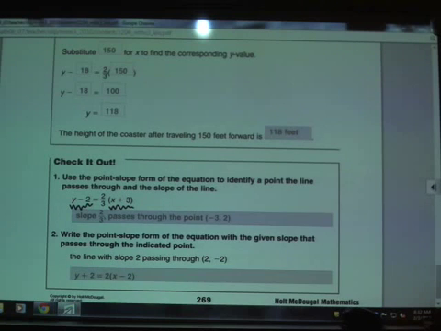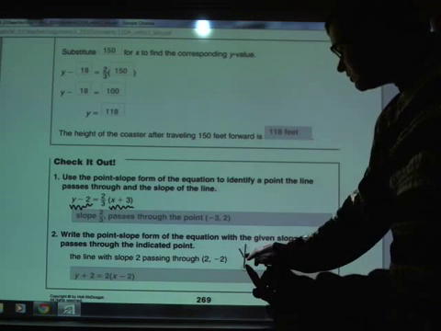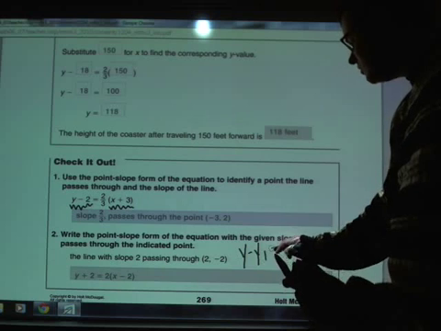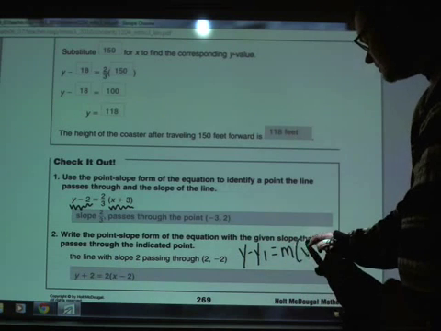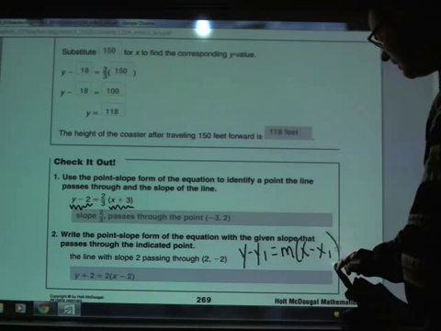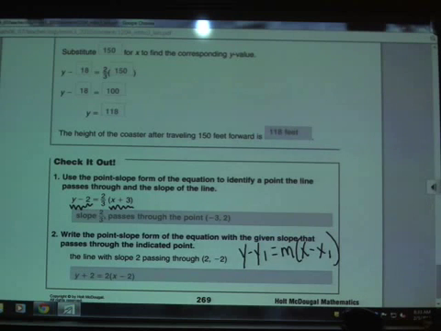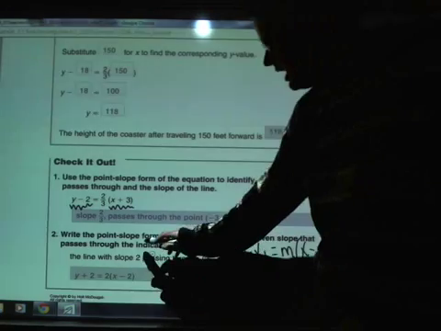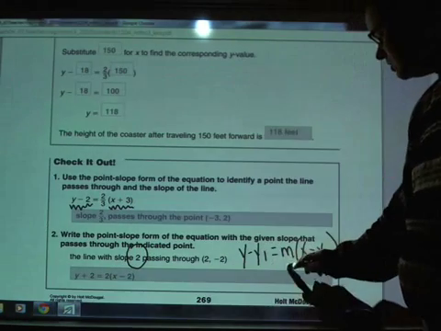Number 2, write the point slope form of the equation with the given slope that passes through the indicated point. The line with the slope of 2 passing through 2, negative 2. So remember, the general form is y minus y sub 1 equals m times x minus x sub 1. That's the general form of the point slope form of a line. But we already have the slope. That's the very first thing they gave us here. The slope is going to be 2.